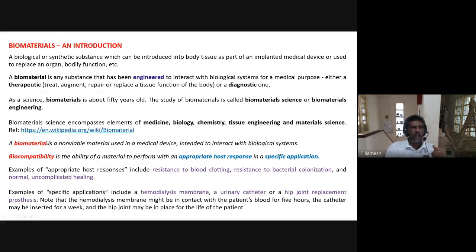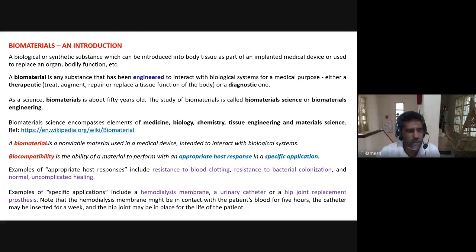Then a biological or synthetic substance which can be introduced into body tissue as part of an implant or medical device, or used to replace an organ or bodily function, etc. A biomaterial is any substance that has been engineered to interact with biological systems for a medical purpose. Either therapeutic, that is, the material may be used for treatment, or to augment, repair, or replace a tissue function of the body, or diagnostic. So whether you treat it or understand it, whether you are infected with that particular disease or not.